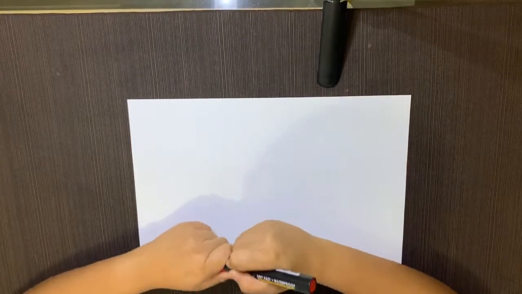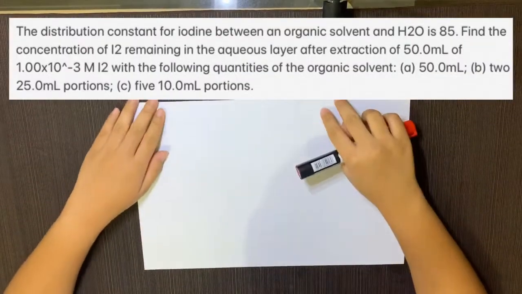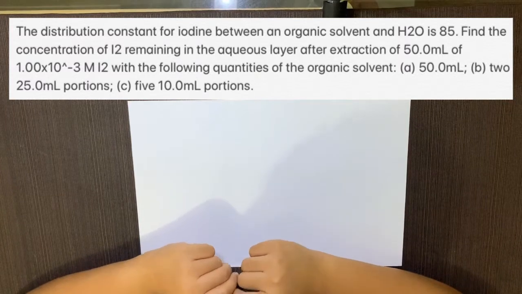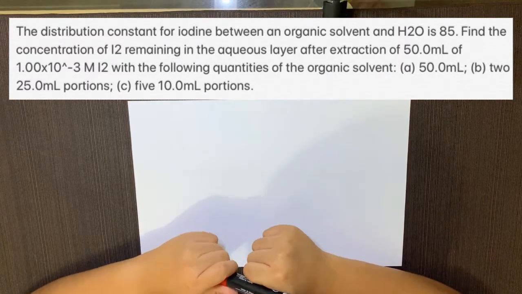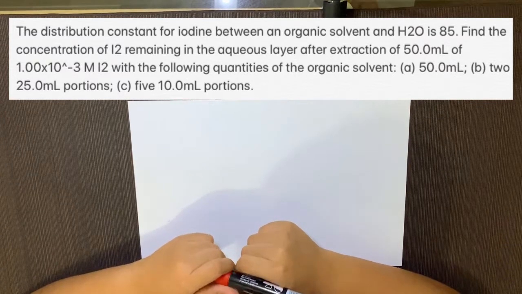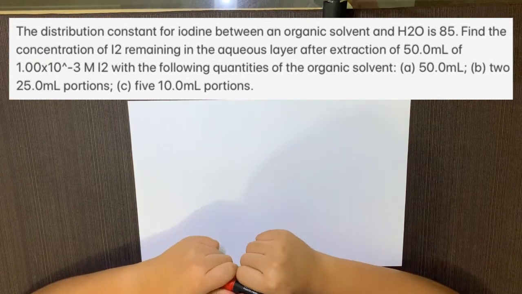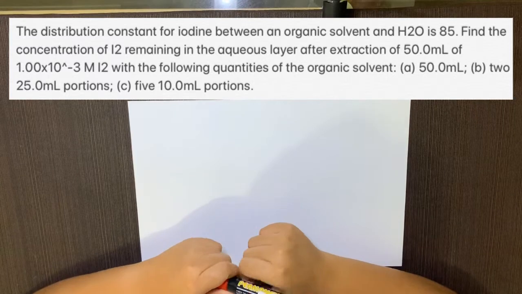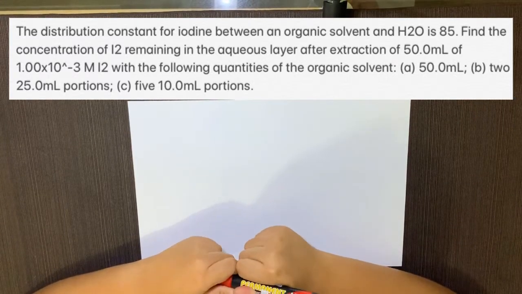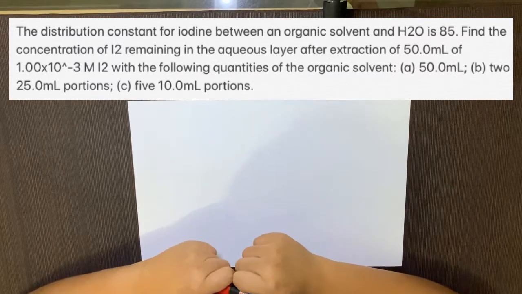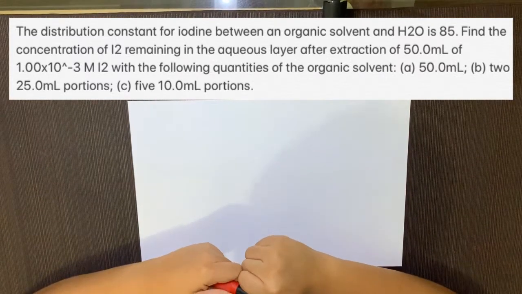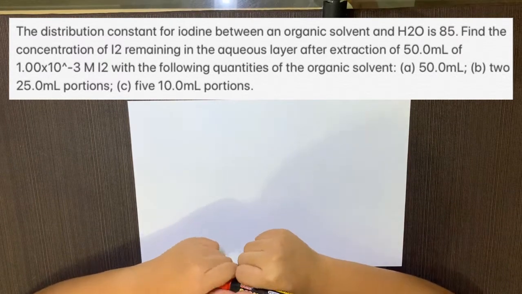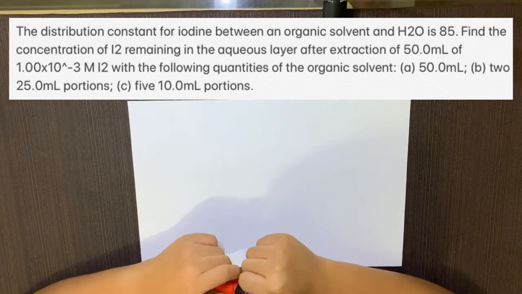So let's have an example. The distribution constant for iodine between an organic solvent and H2O is 85. Find the concentration of iodine remaining in the aqueous layer after extraction of 50 milliliter of 1.00 times 10 to the negative 3 M iodine with the following quantities of the organic solvent. First is 50.0 milliliter. Second is 2 per 25.0 milliliter portions. And lastly is 5 per 10.0 milliliter portion.